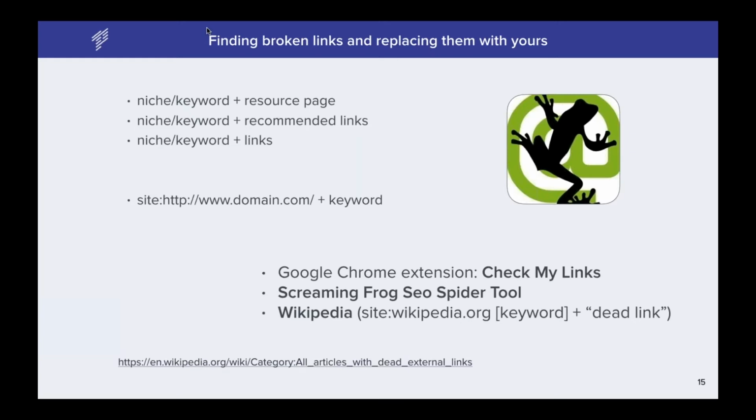So first of all, what you have to do is find the resources that are relevant and authoritative, and just look for broken links on those sites. What you can do is Google keywords like your keyword plus resource page, or plus recommended links, or just links. You can also just pick a specific domain that you would like to get a link from, and add a keyword. And then you have to start looking for those broken links.